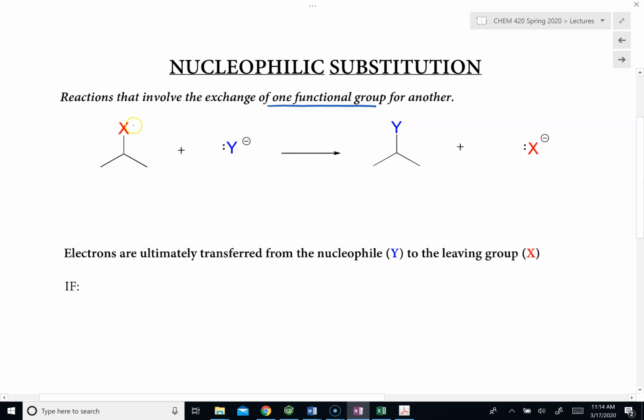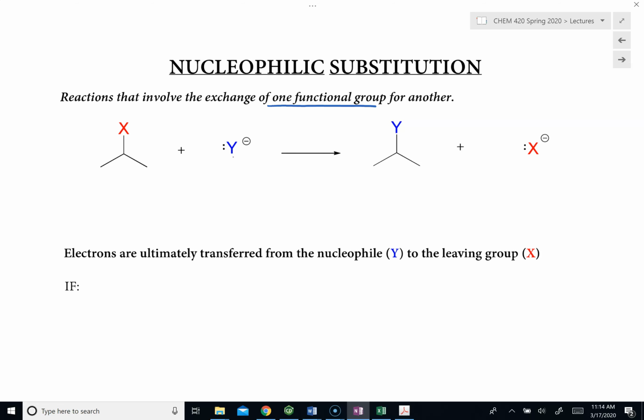Here we have our starting material, and we call this the substrate. It then reacts with this reagent Y, whatever Y would be. In the course of the reaction, Y comes in to replace, or substitute, X. Therefore, we see this is a substitution reaction. And in the course of the reaction, X breaks off, taking the electron with it. We then refer to X as the leaving group. So overall, that is the big view of nucleophilic substitution reaction.